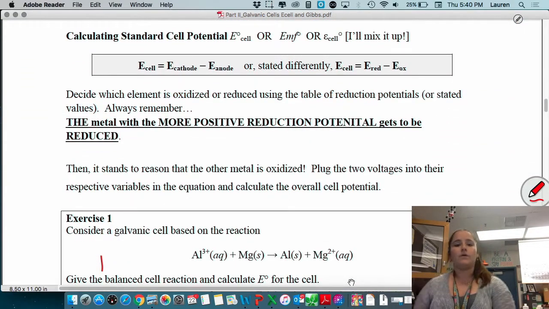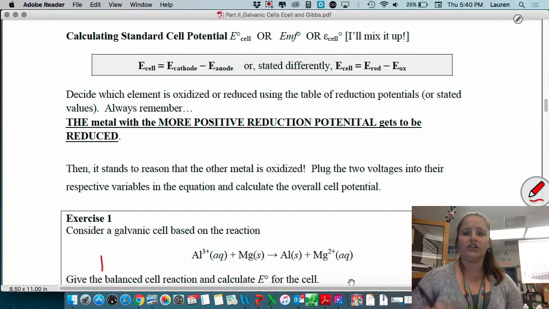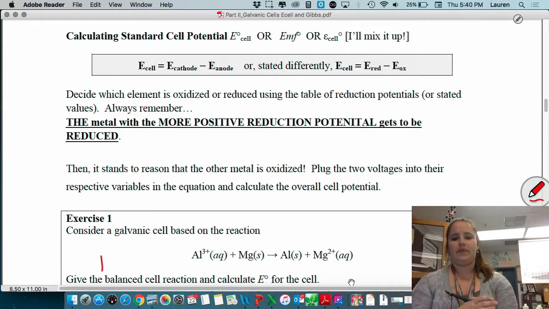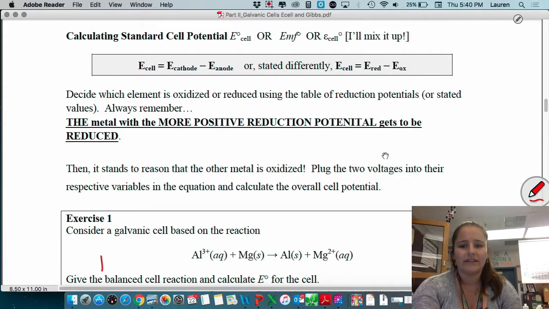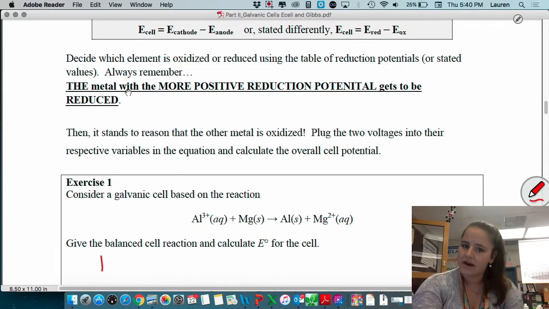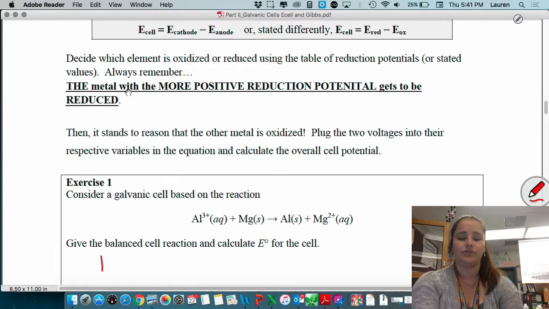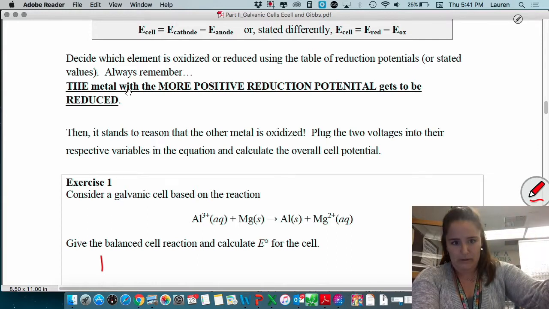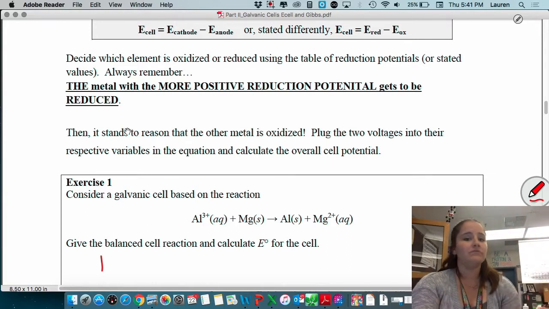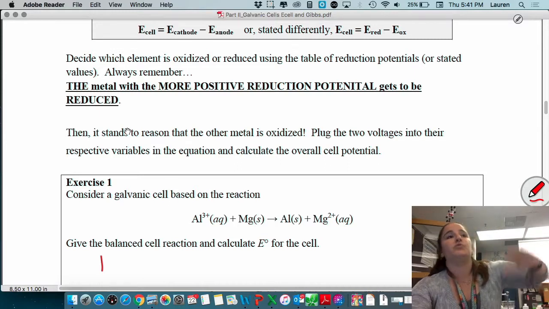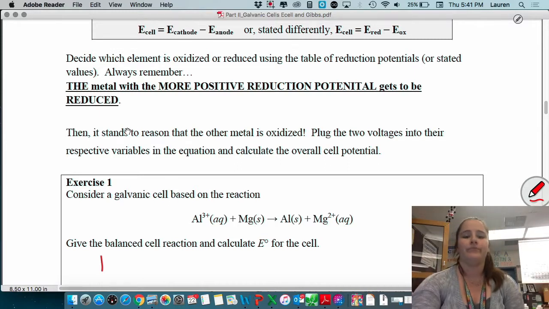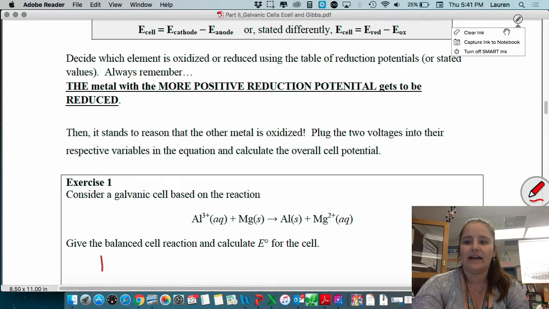Okay, so when we're calculating these, we're always going to calculate the cathode minus the anode, or in a different way, the reduction minus the oxidation. And you'll see when I do these, I just tend to flip it there. But it's always reduction and oxidation. Always remember, the metal with the more positive reduction potential gets reduced. More positive, the bigger number. Not necessarily bigger in magnitude, but the actual bigger number, like on a number line. So let's look at an example here.